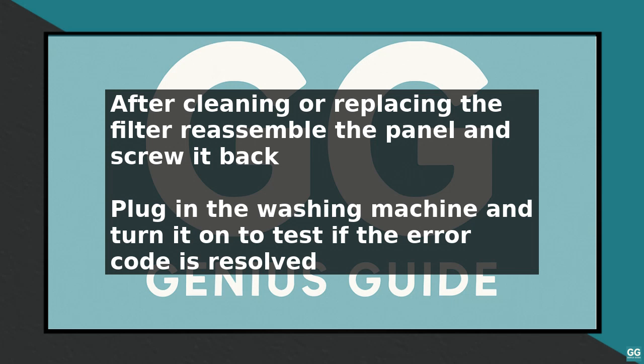If the issue persists, check the drain hose for any kinks or blockages. Straighten out any kinks and ensure the hose is not clogged. If the problem still exists, it may be necessary to check the drain pump itself. In this case, it is recommended to consult a professional for further assistance.